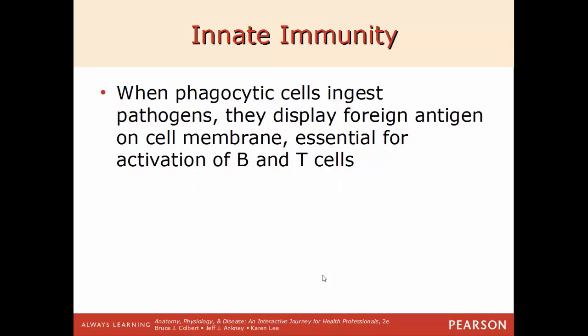When these phagocytic cells ingest these foreign pathogens, after they destroy the pathogens, what many of them will do is display a piece of that antigen on their surface. At this point, they are called antigen-presenting cells. Now, this role is vital for the activation of B cells and T cells, which is what you'll find in the acquired immune system, which is what we'll talk about next.